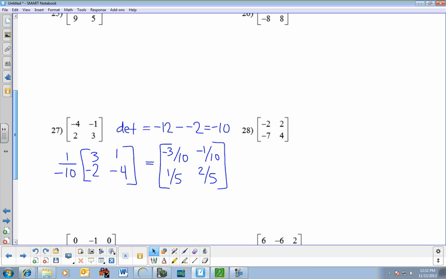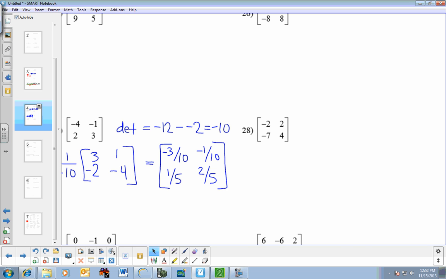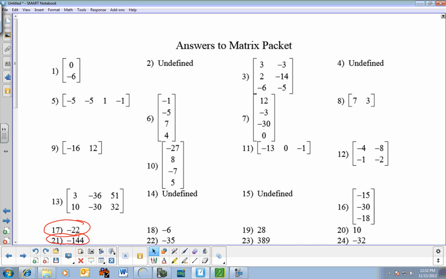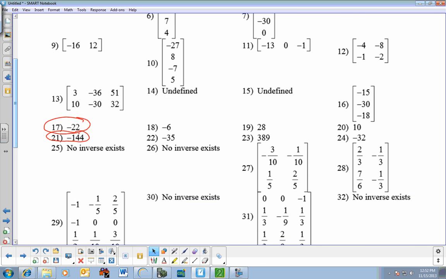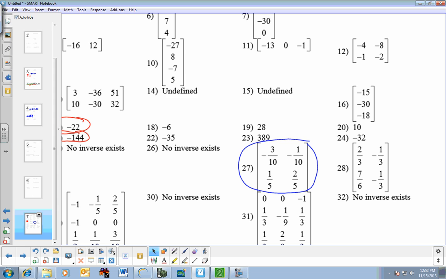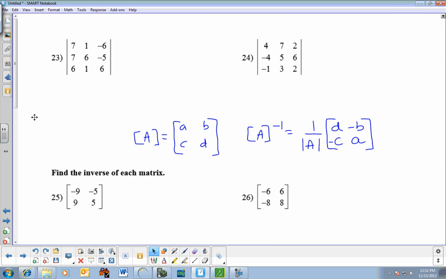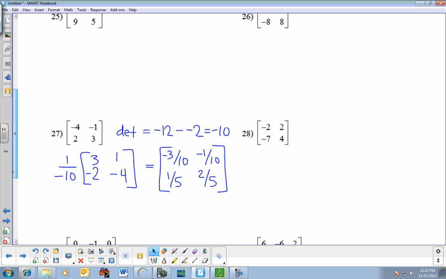So again, if I check my answer sheet, number 27, we can confirm that that's true. Here's 27, and it worked. So that's a 2 by 2 inverse. Take the determinant, multiply it by this special matrix that has switched around a little bit, and we get our inverse found by hand. You could do an inverse in your calculator.